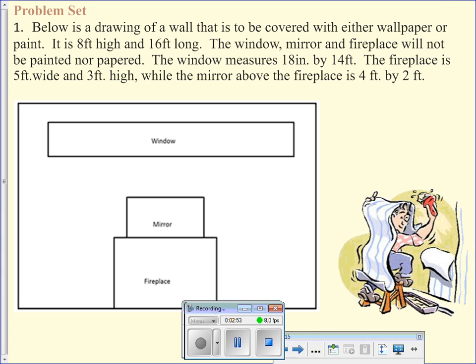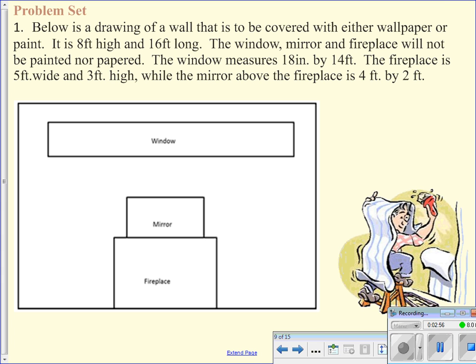So here is a picture of the wall in my living room, which connects to the kitchen. So let's label our picture. It's telling us that it is 8 feet high and 16 feet long. The window, mirror, and fireplace will not be painted or papered. So can I just do 16 by 8 and be done with it? No, because that's too much. I'm not painting or wallpapering the whole thing. I have to take away the area of the window, the area of the mirror, and the area of the fireplace because I don't need paint or wallpaper there. So I actually need less than 16 by 8.